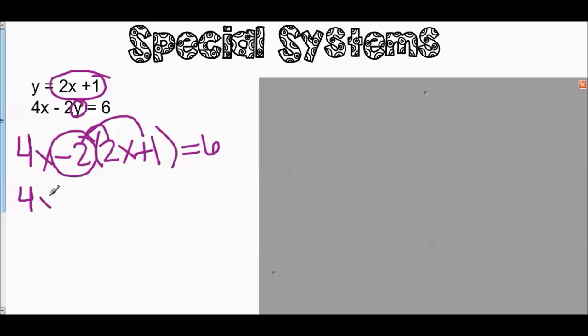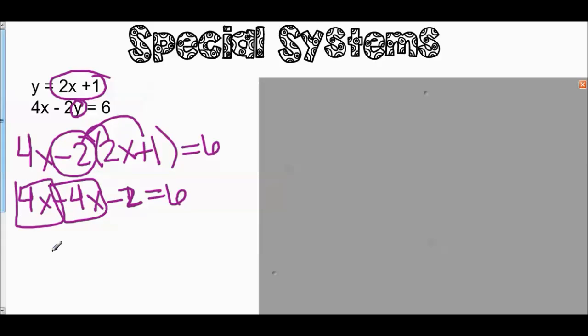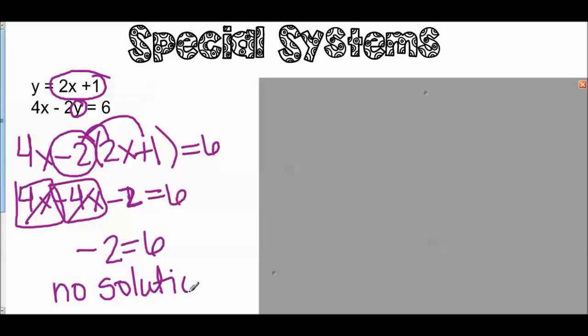So I have 4x minus 4x minus -2 times 1 is -2 equals 6. When I go to combine like terms, I have 4x and -4x, which combine to be 0, so they cancel, and what I'm left with is -2 equals 6, which is not a true statement, so this is no solution. So something that we can attach from last lesson is, since they have no solution, what these lines would look like graphed is they would be parallel lines because they end up having the same slope.